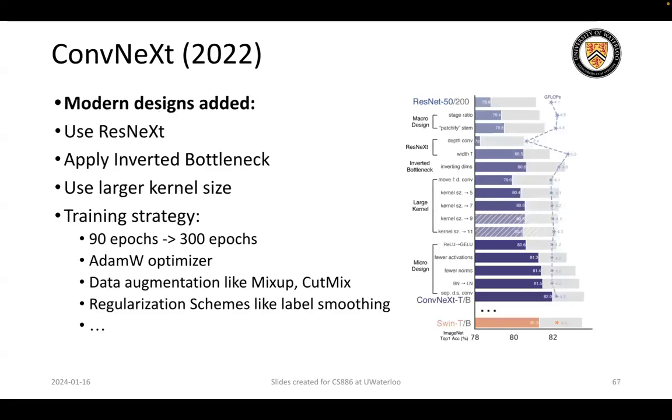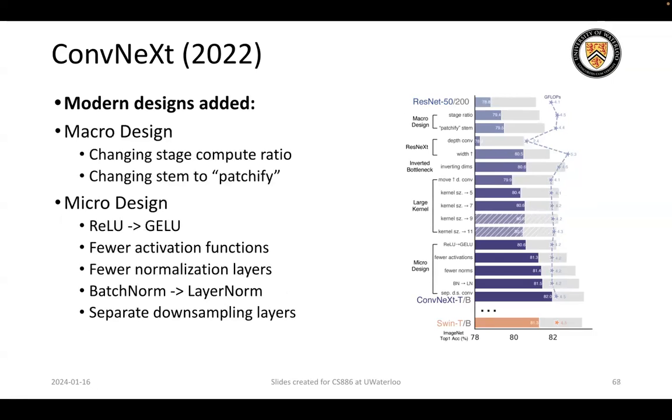The modern design includes using ResNeXt, applying an inverted bottleneck, using a larger kernel size, and having different training strategies. For example, using 300 epochs rather than 90, using the AdamW optimizer, using data augmentation like mixup and CutMix, and using regularization schemes like label smoothing. The macro design changes include changing the stage compute ratio, changing the stem to patchify, changing ReLU to GELU, having fewer activation functions and fewer normalization layers, changing batch normalization to layer normalization, and using separate downsampling layers.